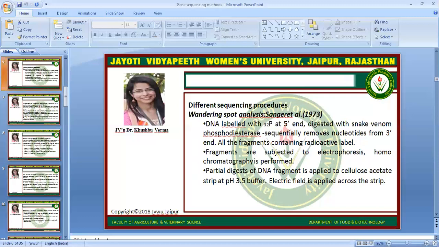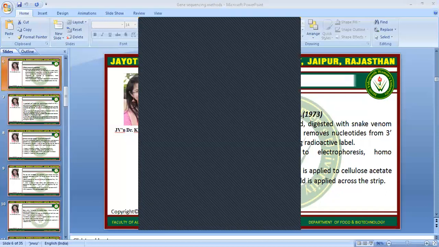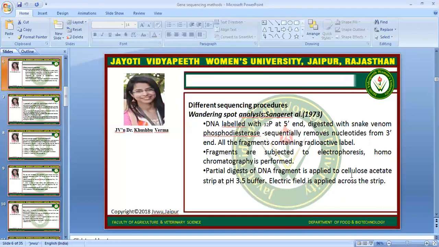Next are the different sequencing procedures. The first one was introduced in 1973, which was wandering spot analysis. It was given by Sanger et al., who developed this analysis with his team. In this process, DNA labeled with P32 at the 5' end is digested with snake venom phosphodiesterase, which sequentially removes nucleotides from the 3' end, and all the fragments contain the radioactive label.